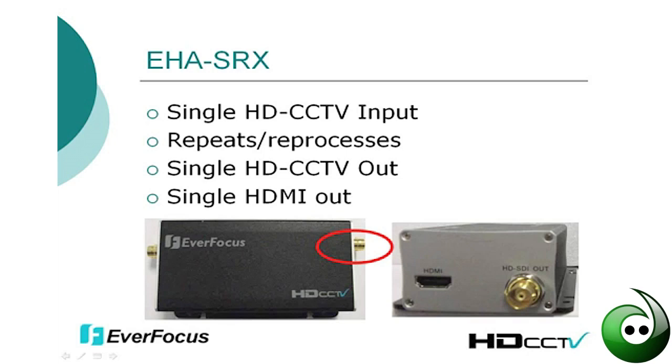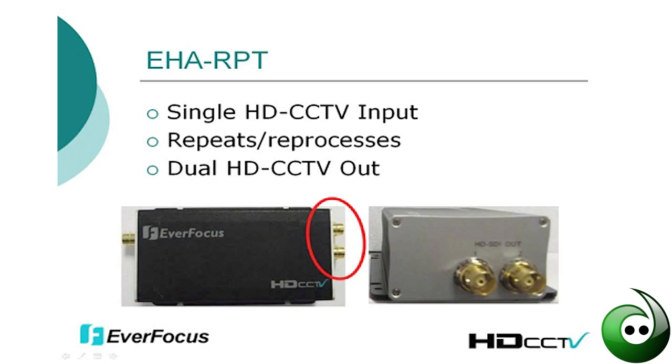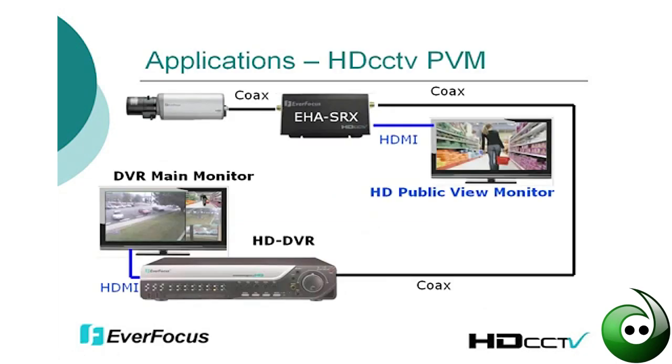transmitted by the device up the line, which means, in theory, effectively, you can repeat these indefinitely without loss of signal, unlike an analog situation where eventually, because of signal-to-noise ratio, the image will become degraded. The EHA-SRX has a single HD-CCTV output on BNC, but it also produces a single HDMI output. We have the EHA-RPT, which accepts a single HD-CCTV input, repeats and reprocesses, and produces the same signal on two HD-CCTV outputs. For applications, suppose you want a public view monitor.